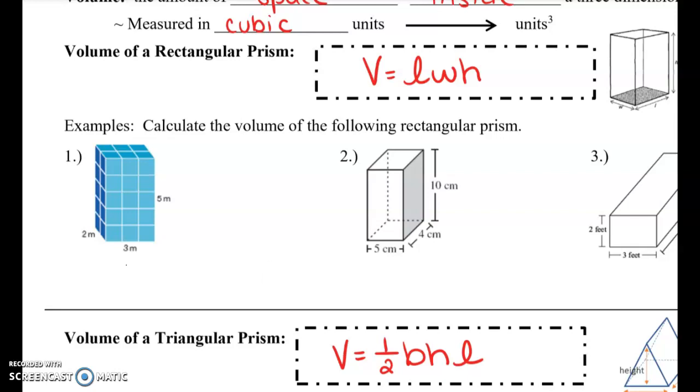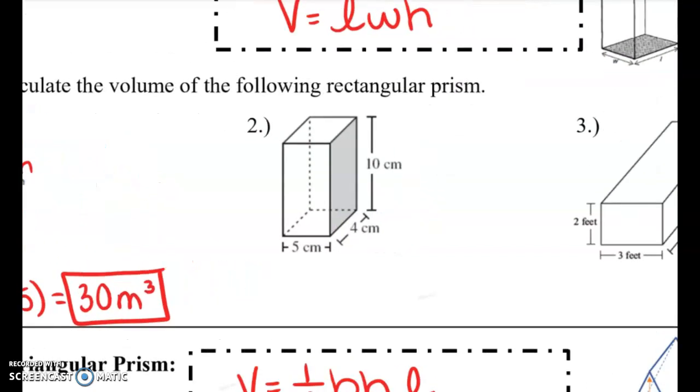So I'll call this the length, the height, and the width, and I'm going to multiply them all together. So 3 times 2 times 5. So that's going to give me 30 meters cubed.